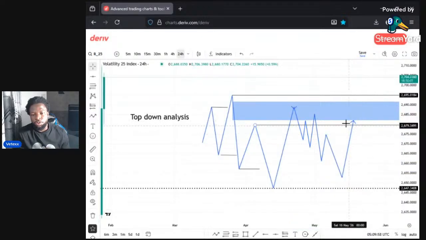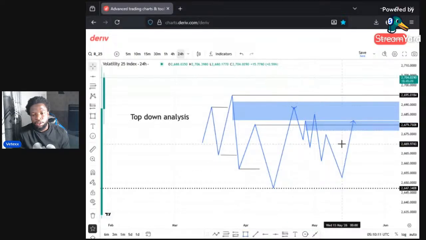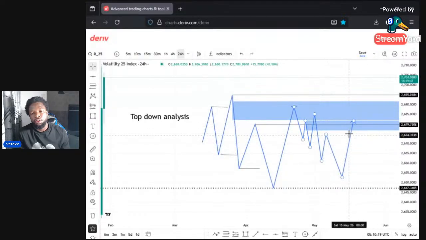Now this becomes your what? 4-hour continuation. Okay, so after you spot your pattern on the 24-hour, you wait for price to give you a continuation on the 4-hour, which is like this. Okay, after price has done this on the 4-hour, now you can scale down to the 1-hour time frame for your continuation. That is when you begin to execute on those time frames.